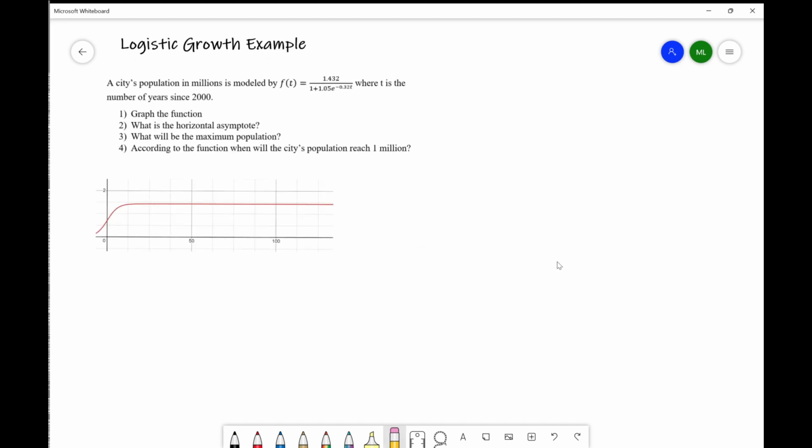Alright, so let's go ahead and get started. Let's do an example with logistic growth. A city's population in millions is modeled by f of t with the given equation, where t is the number of years since 2000. So first things first, graph the function. I actually have the graph right over here. It's the first thing I've graphed.